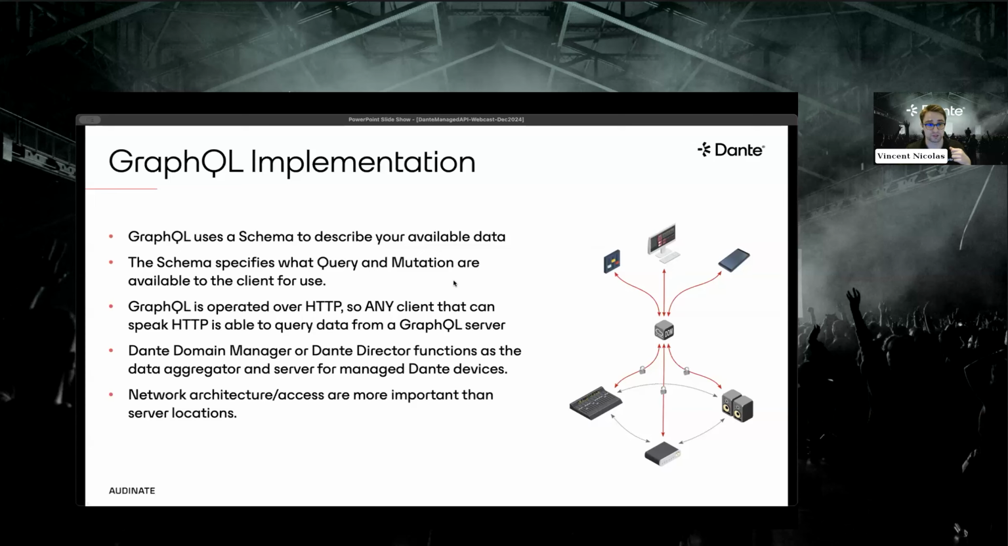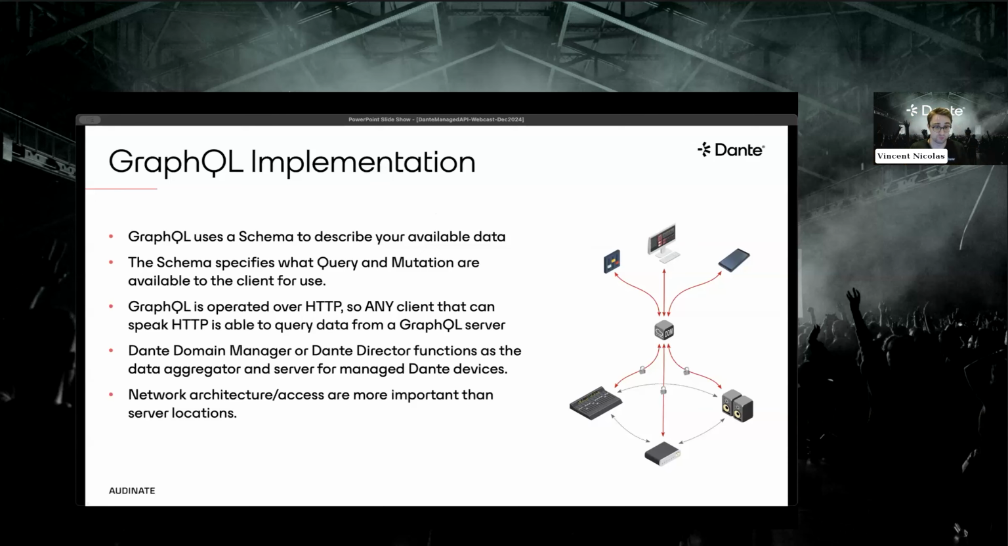With queries, you ask for the status of a variable. In our case, is this device online? Is this device clocked well, for example? And then mutations. What can mutations be in our case? The first one that comes to mind is changing the subscription of a channel of a device. So what channel does it use?